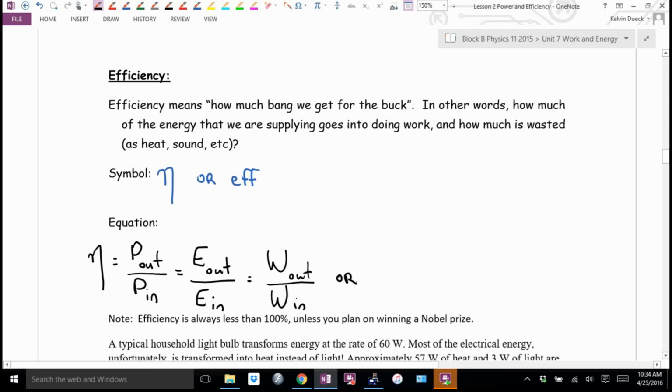We live in the real universe. It's always going to be the smaller number divided by the bigger number. Efficiency is always less than 100%. Now, if you have created something with efficiency more than 100%, or the fancy phrase, if you've created something that gives more than unity, not only will you get a Nobel Prize, in about 10 years, you'll be able to buy Bill Gates.